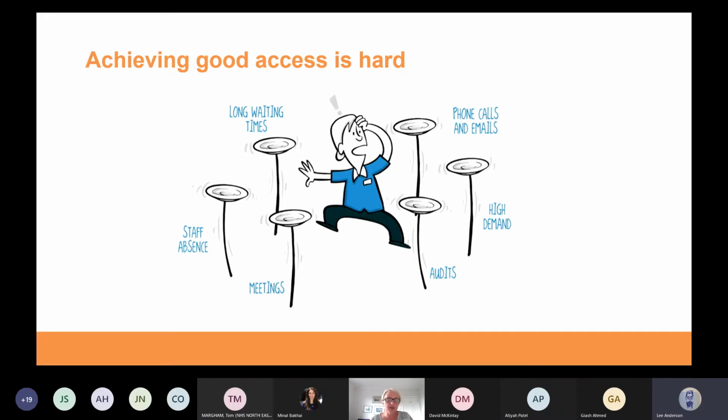So yes, achieving access is really hard. We all know this. If it was easy, we would all be seeing our patients when they wanted us in the way that they wanted to be seen and as quickly as they wanted to. But it's difficult. It's difficult in general practice. We have lots of competing demands on our time. And so it's challenging. And we hope the guide and manual goes some way to make this a little bit easier and smoother for practices. If we could go to the next slide, please.